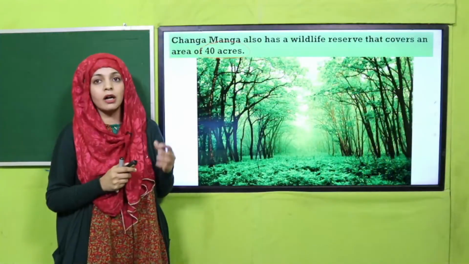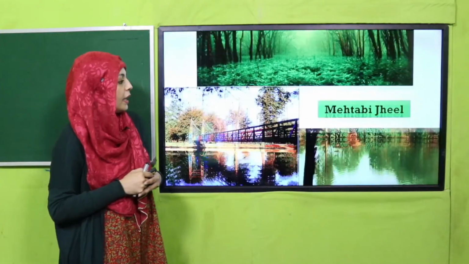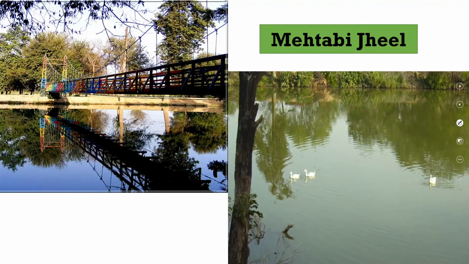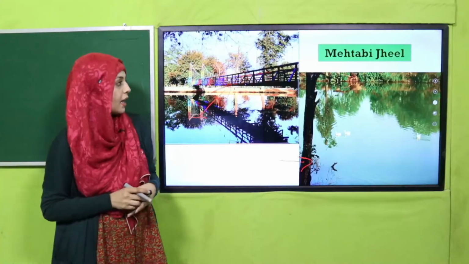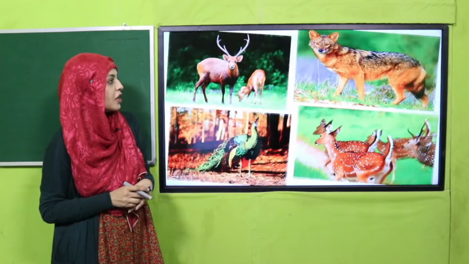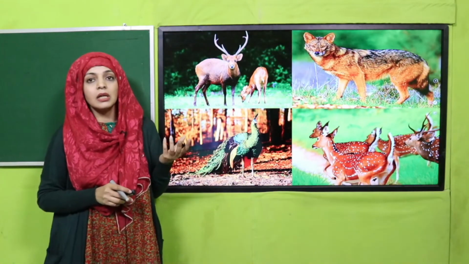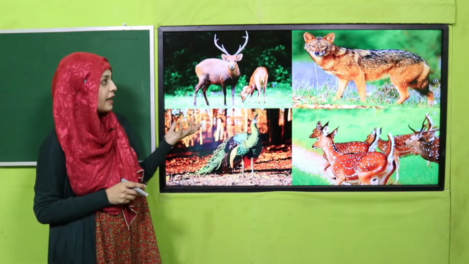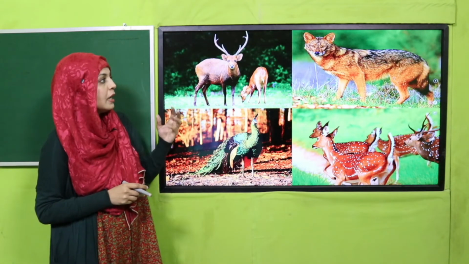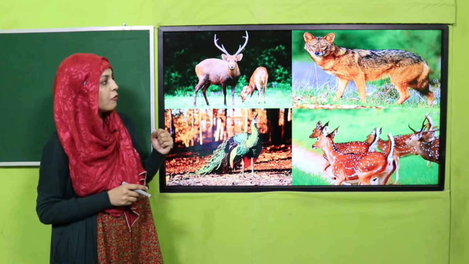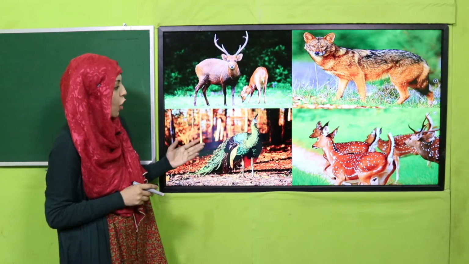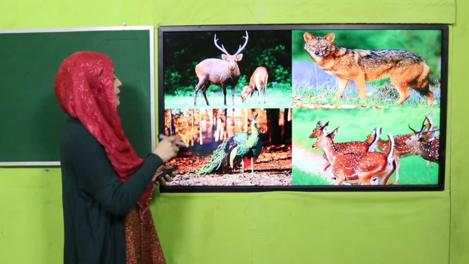This is a picture of Changa Manga. ठीक है, Changa Manga man-made forest. And here on your screen you can see यहाँ पर एक झील भी है which is called मेहताबी झील. This is मेहताबी झील और उसके ऊपर ये ब्रिज भी बनाया गया है. ठीक है, तो ये बहुत ही खूबसूरत जगह है. And now on your screen you can see different animals that you can find in Changa Manga. यहाँ पे golden wolf है, इसके अलावा peacocks हैं, deers हैं, then this is a goat.